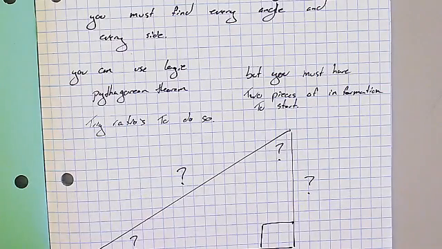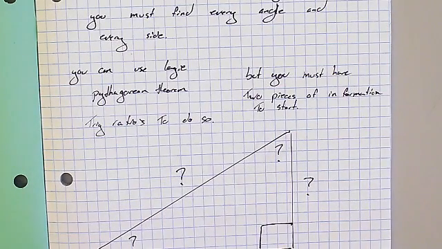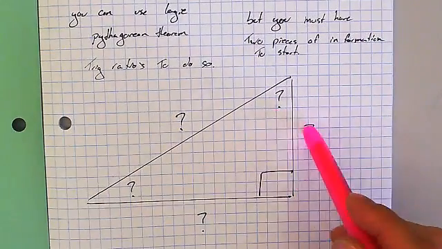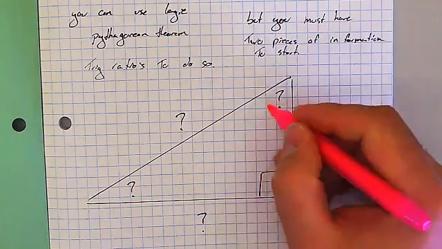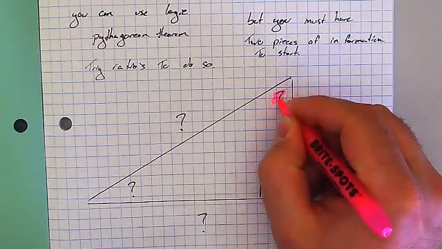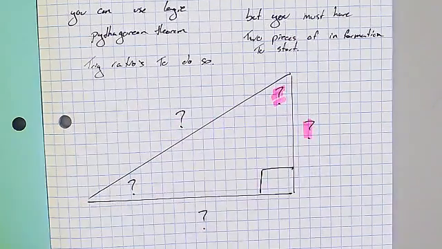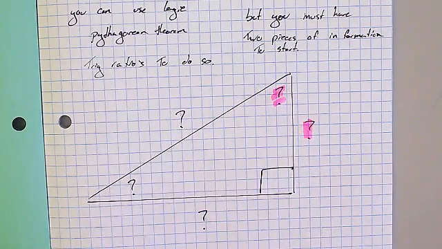You're welcome to use Pythagorean theorem, you can use trig ratios, but you have to have at least two pieces of information to start. Once you have two of those pieces of information, it could be either an angle and a side, or it could be two sides. Once you have that, you can solve the rest of the triangle. If you don't have two pieces of information, you cannot solve the rest of the triangle. You have to have kind of a starting point.